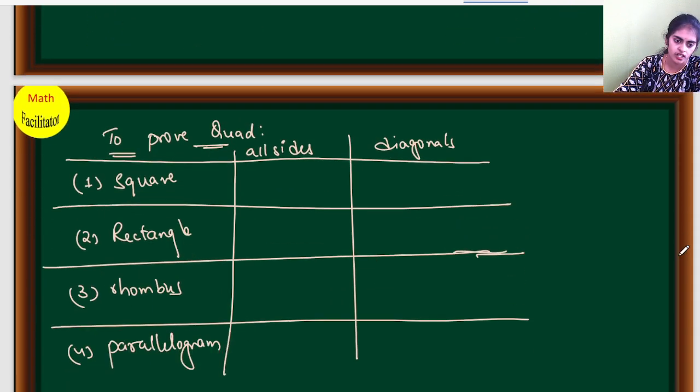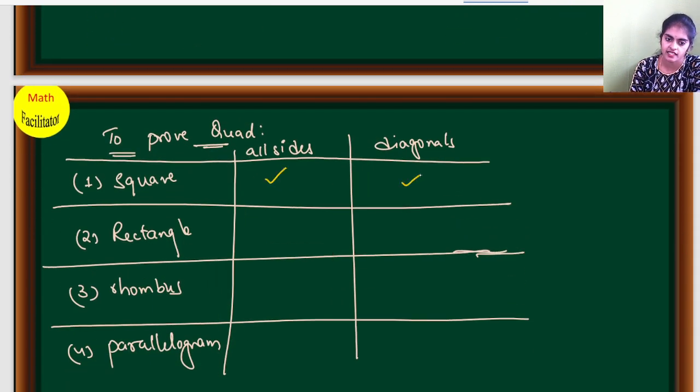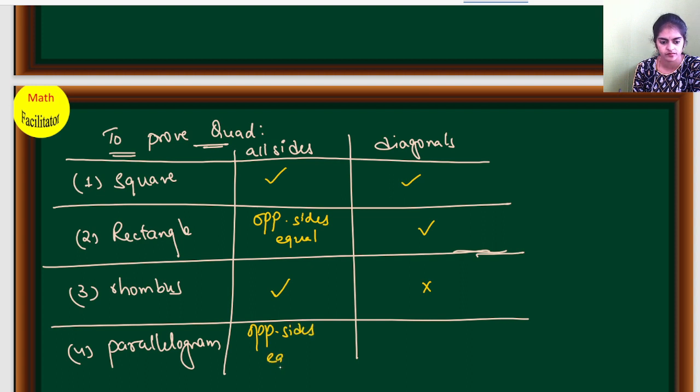ఓకే, సో ఇఫ్ ఆల్ సైడ్స్ లెంత్ ఆర్ ఈక్వల్, diagonals are also equal, then it is a square. If all sides length are equal, diagonals are not equal, appudu adi rhombus. All sides length not equal, opposite sides length equal ayindi, and diagonals kuda equal ayindi, appudu adi rectangle. Opposite sides equal ayindi but diagonals equal avaledu, appudu adi parallelogram.